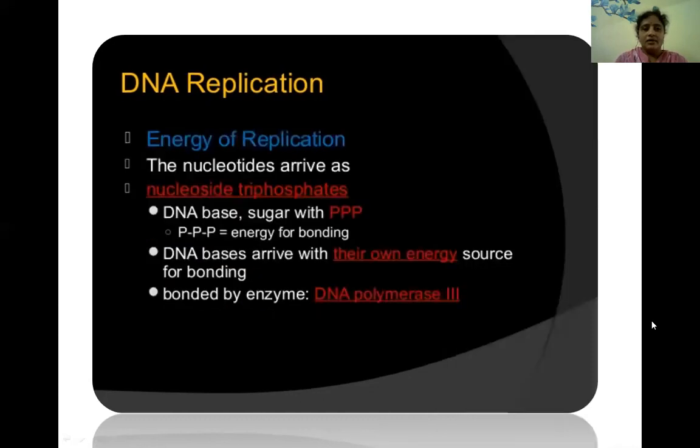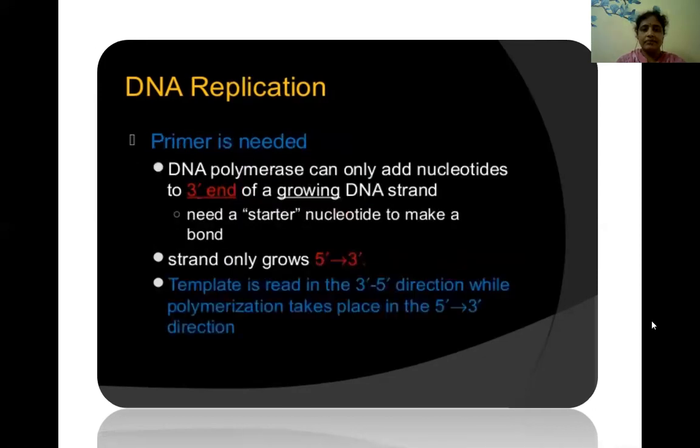Next, energy of replication. In the energy of replication, the nucleotides arrive as nucleoside triphosphates. DNA base, sugar, and triphosphates, which are the energy for bonding. DNA bases arrive with their own energy source for bonding, bonded by the enzyme DNA polymerase 3.